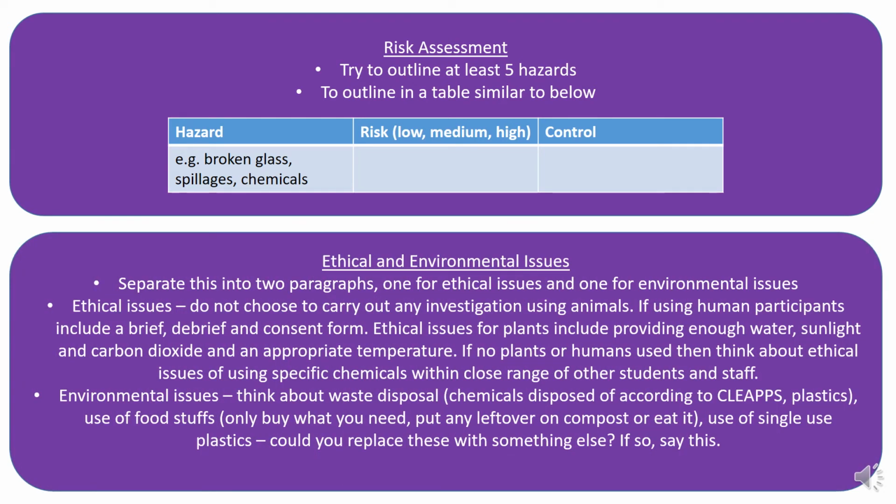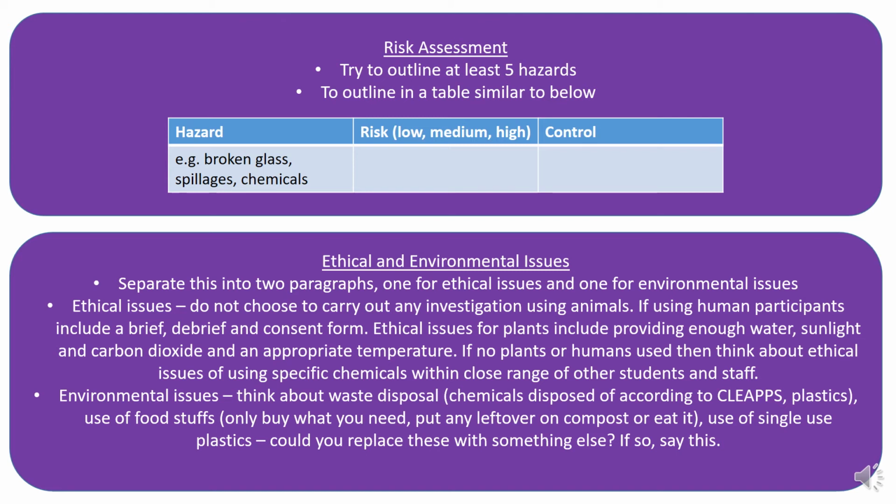And then finally, the ethical and environmental issues. So this should be split into 2 paragraphs, one for ethical and one for environmental. For ethical issues, you can't carry out any investigations using animals. So if that's what you've planned, change it. And if you're using human participants, you need to include in an appendix a brief, a debrief, and a consent form. And the appendix forms part of your 6 to 12 pages of the IA.